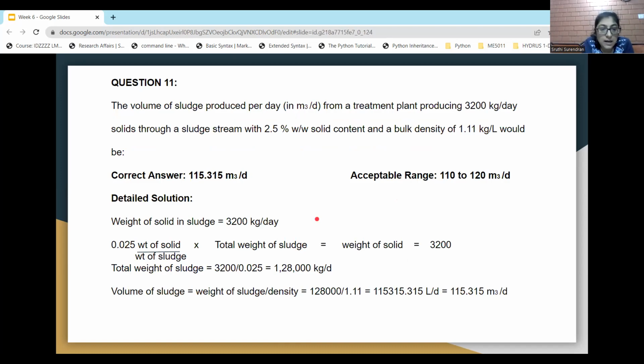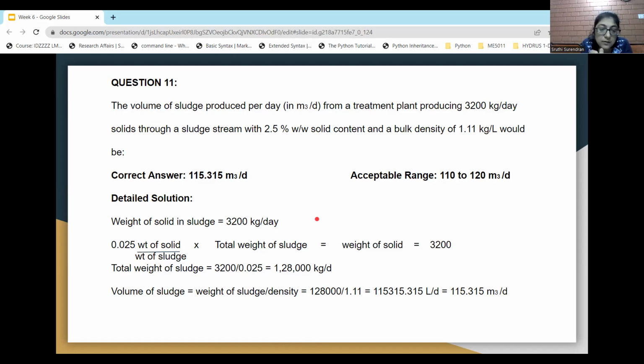Okay. So, like the earlier problem, Kiran, your answer was right. It is 115.315 meter cube per day. Now, as you can see here, the weight of the solid in the sludge is given. Earlier we had computed it, but here it is already given. 3,200 kilogram per day is the weight of the solid in the sludge. Now they have said that the sludge solid content in the sludge is 2.5 percentage weight W by W, which means that 2.5 percentage of the total sludge weight is solids.